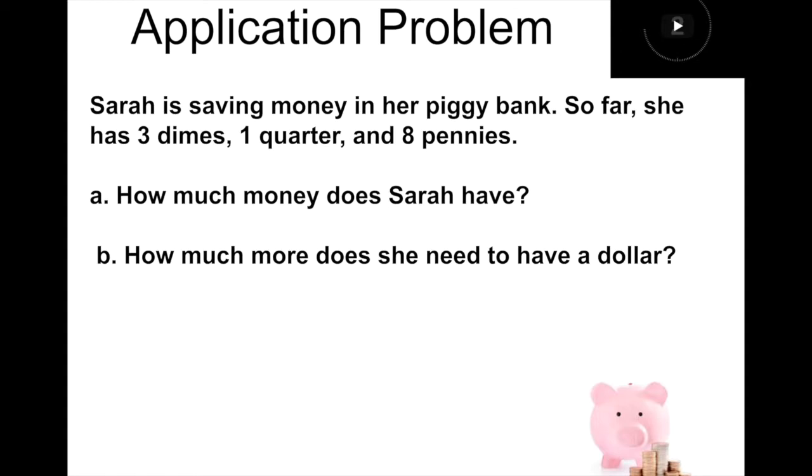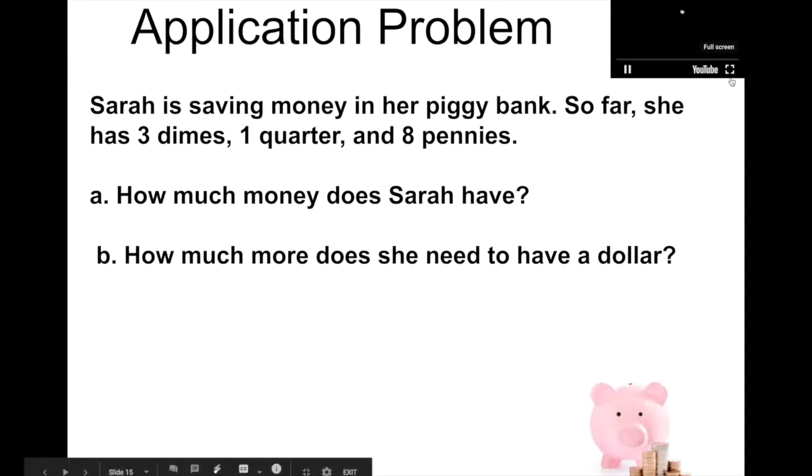But it says Sarah is saving money in her piggy bank. So far, she has 3 dimes, 1 quarter, and 8 pennies. How much money does Sarah have? How much more does she need to have $1? So this is a 2-part question. I'm going to go ahead and start the timer now for you to work on it.